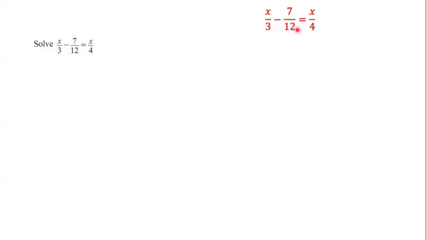We have 3, 12, and 4. And we want to get rid of these denominators so that we can solve a linear equation that doesn't have these numbers at the bottom. So the first thing that we're going to do is find the LCM of these three numbers, the LCM of 3, 12, and 4.